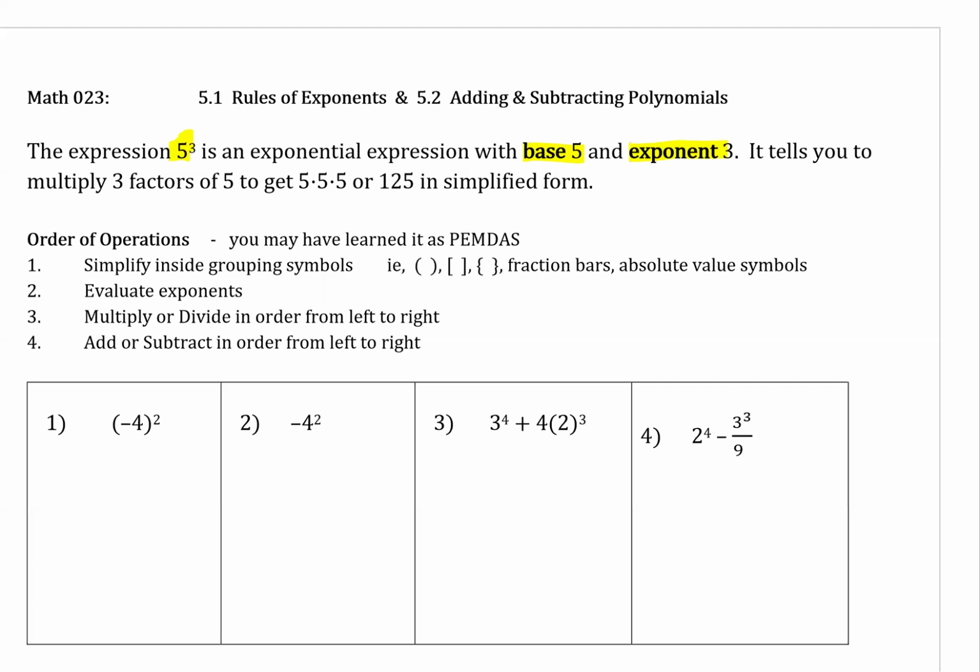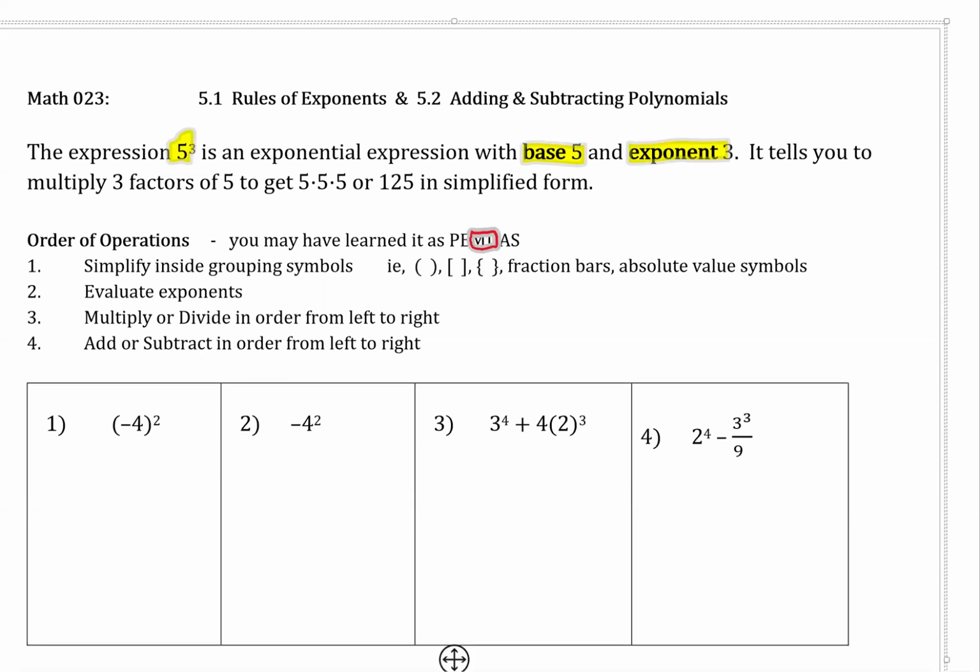But in reality, multiplication and division are calculated left to right as they occur in the problem. Same with addition and subtraction. Addition doesn't necessarily come before subtraction if subtraction is first in the problem. So the order of operations: step 1 is to simplify inside the grouping symbols. Step 2 is to evaluate exponents. Step 3 is multiply or divide in order from left to right. Step 4 is add or subtract in order from left to right.